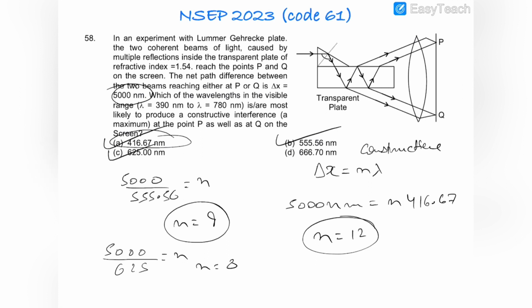So this is the correct answer, and this would be 5000 divided by 666.7, which is approximately 7.5, which is not a correct answer because odd multiple is not allowed for maxima. This n should be an integer. So the correct answers are A, B and C. Now we move on to the next question.